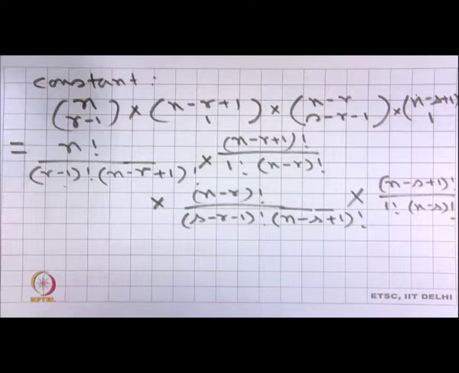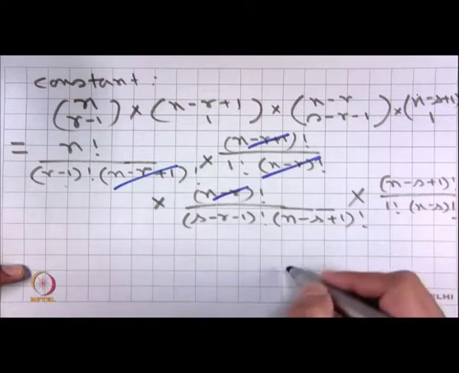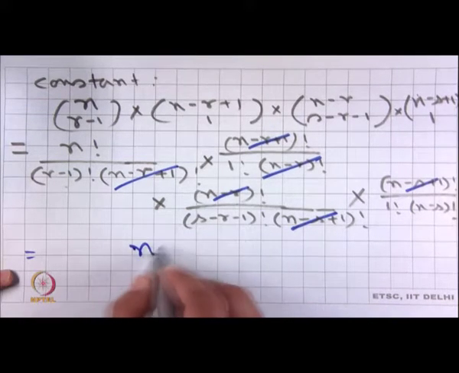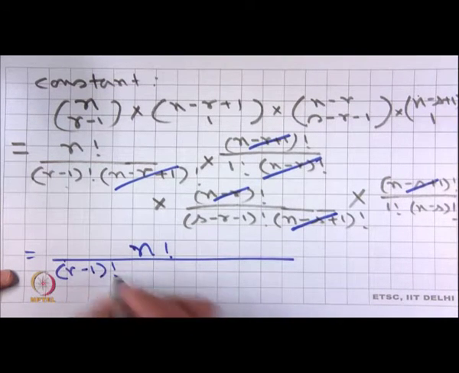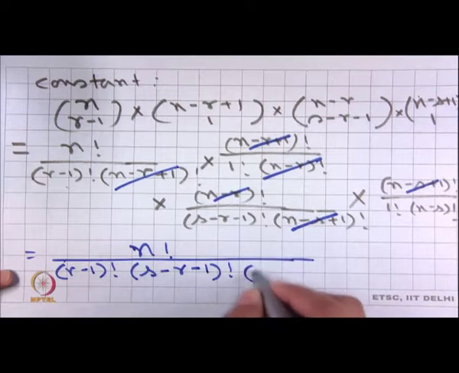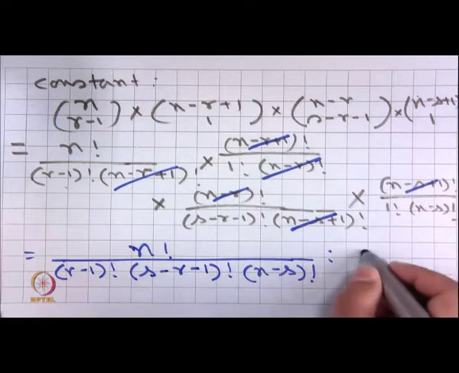It is apparently complicated, but if you understand what I am doing, it will be very clear to you. Now, what cancels out? This cancels out, this cancels out, and this cancels out. So, what is remaining is n factorial upon r minus 1 factorial, 1 factorial we can forget, s minus r minus 1 factorial into n minus s factorial. So, this is going to be the constant term.